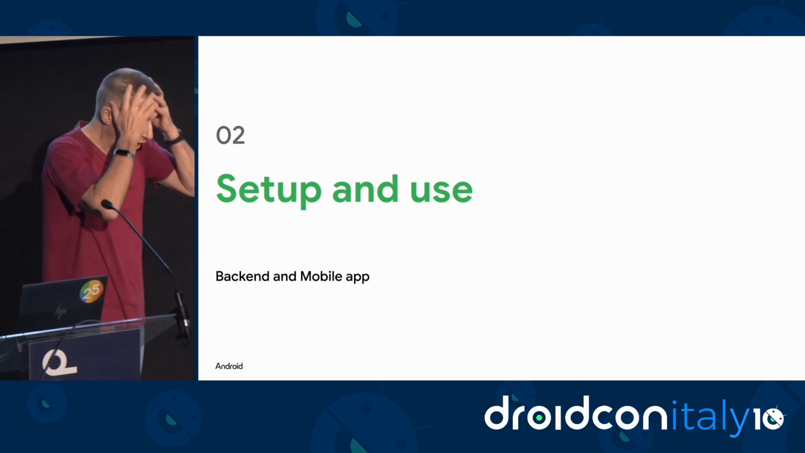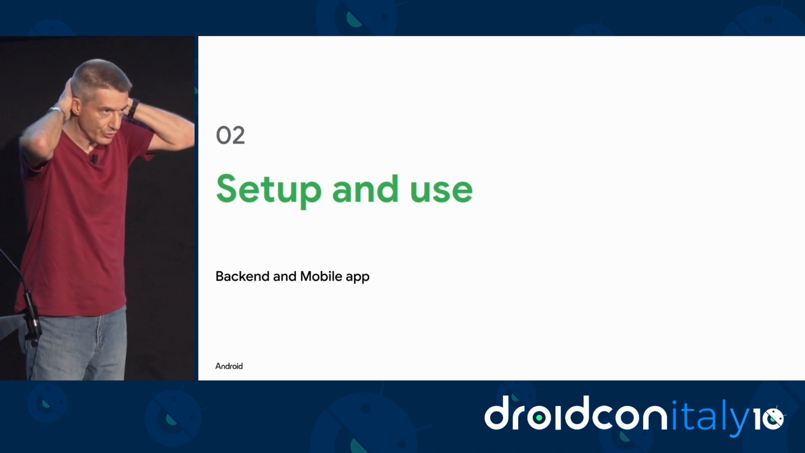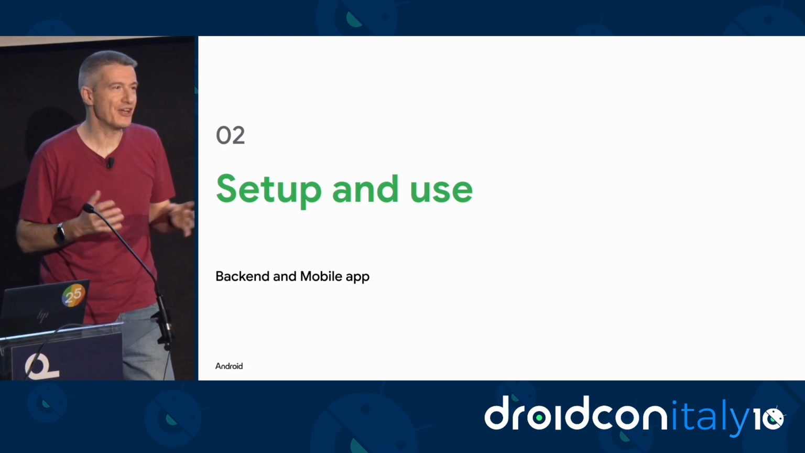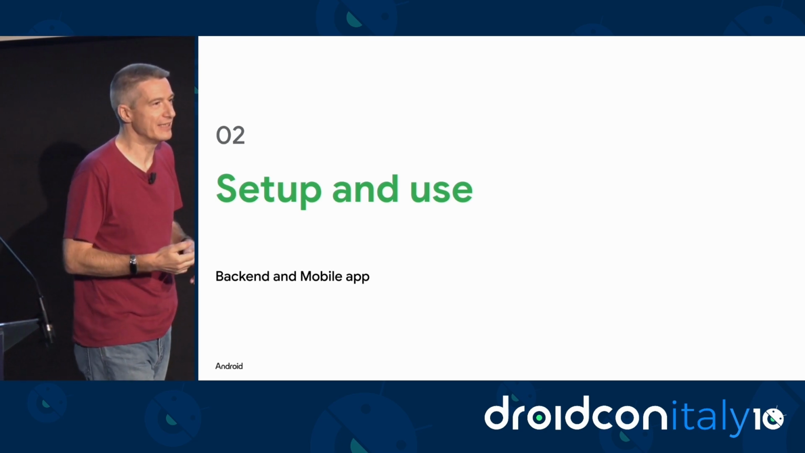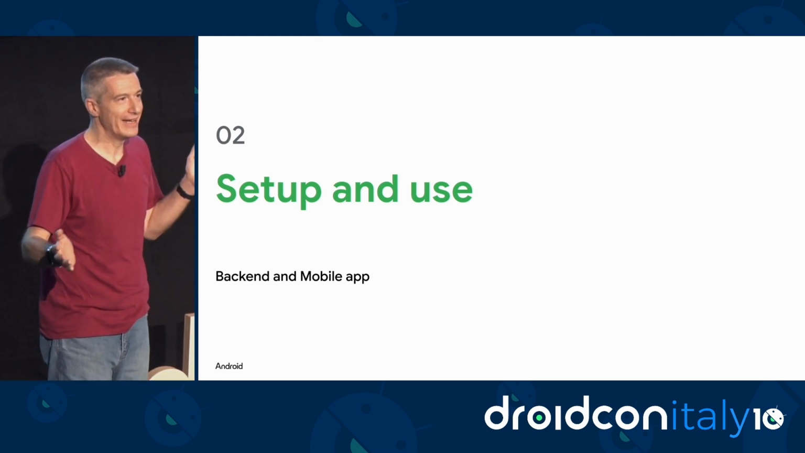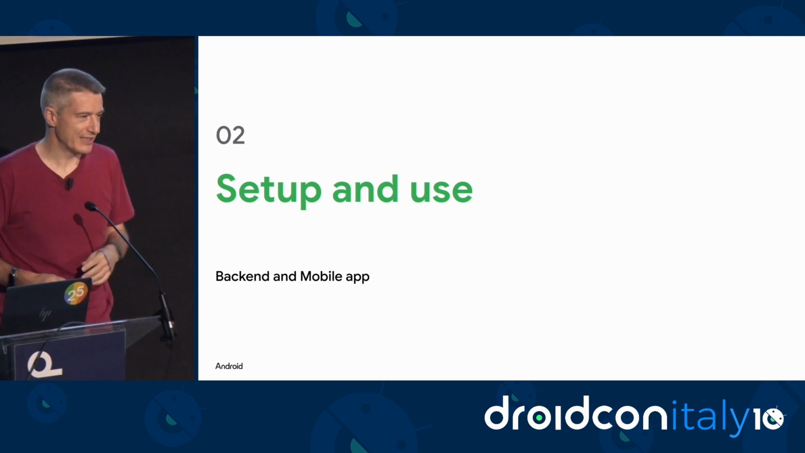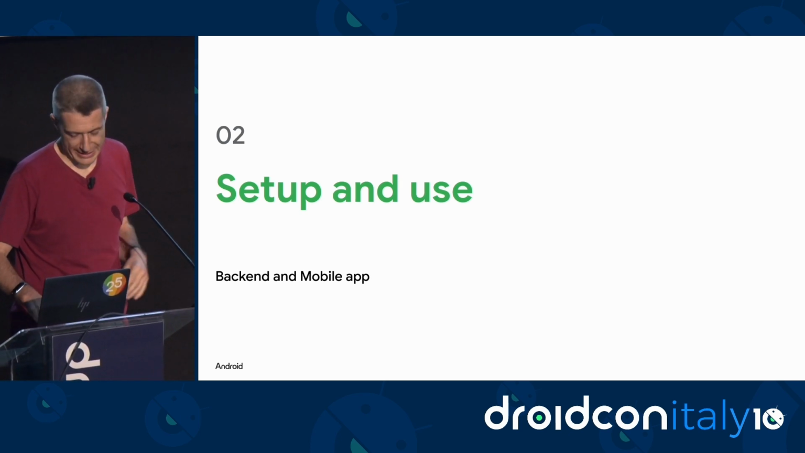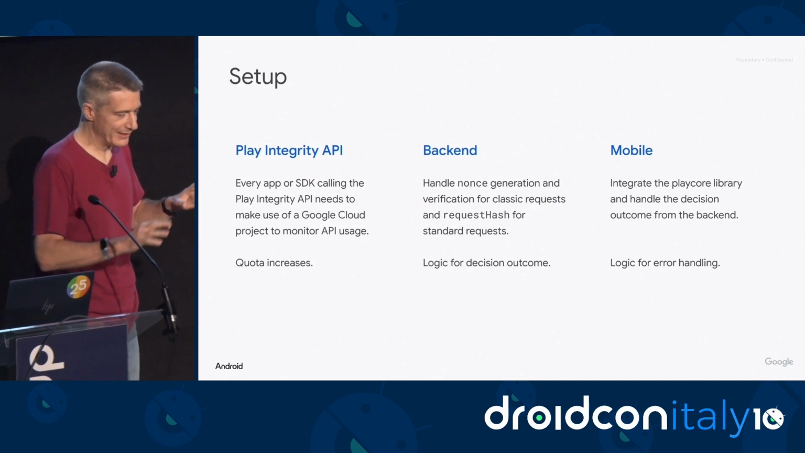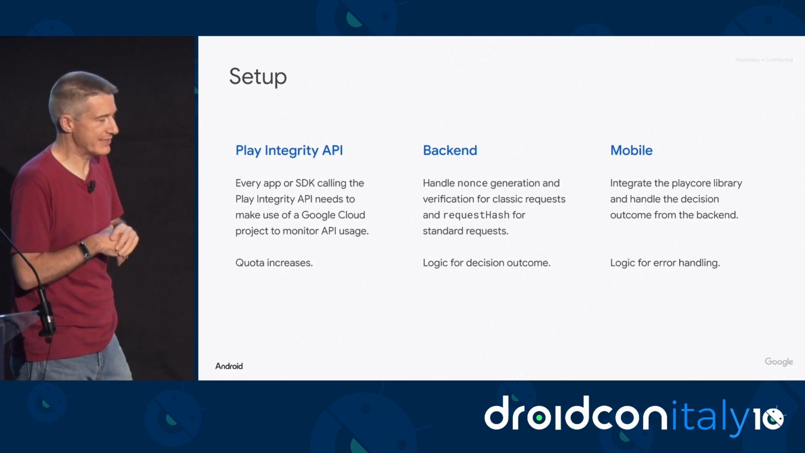Okay, how do we set up this API to use? Because there are different pieces. It's not an API that you integrate in your application and you're good to go. There is an integration on the server side. There is a setup in Play. So starting from the idea, which are the elements that you need?